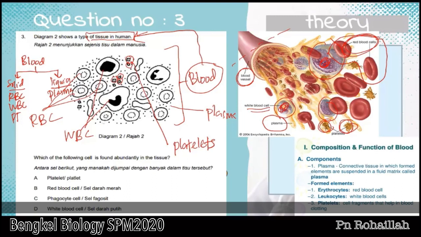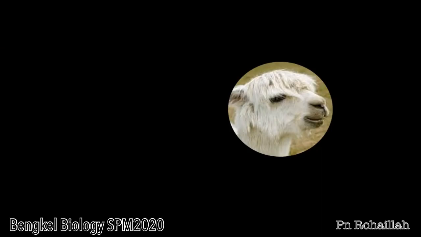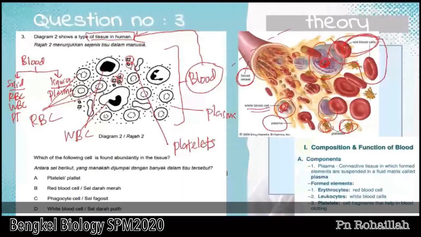Okay, so mana satu jawapan dia? Of course lah, you nampak what colour. Let's say you having a cut, so you can see the red colour. So it's showing that paling banyak sekali is a red blood cell. Boleh? Bukan plasma. Plasma tu ialah liquid lah. Alright. So next.